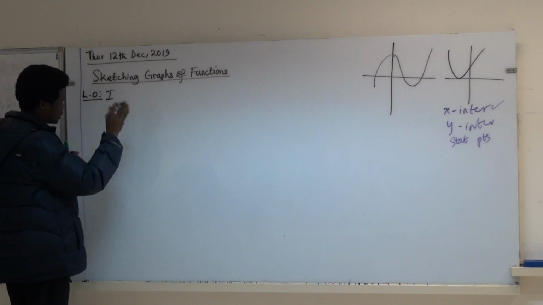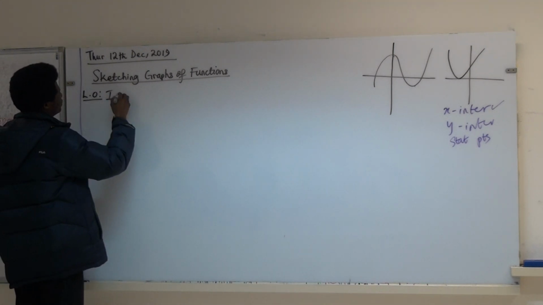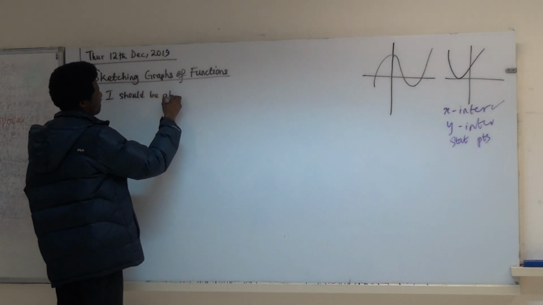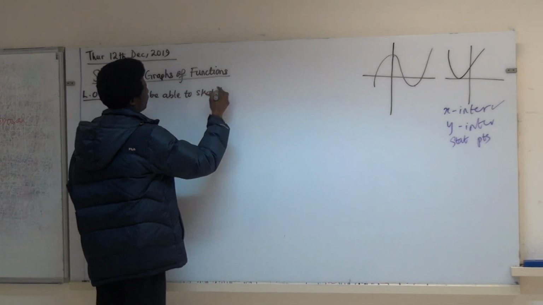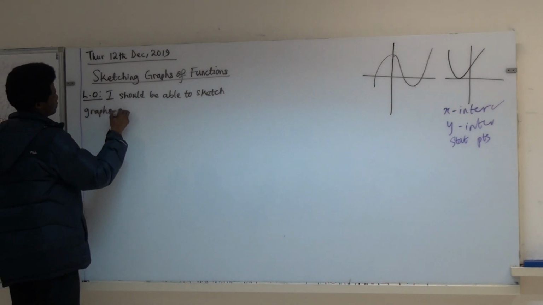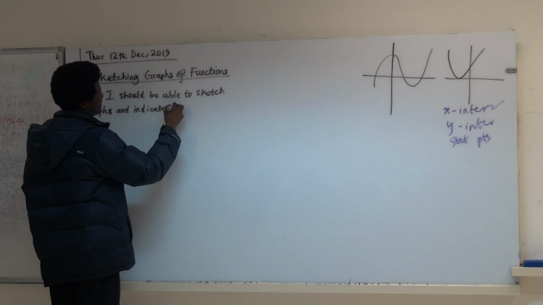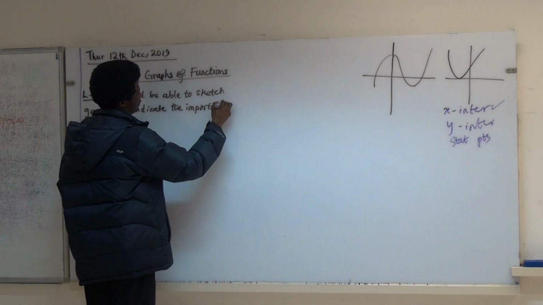So the general simple outcome is this. We want to be able to sketch graphs and indicate the important features of the graph.